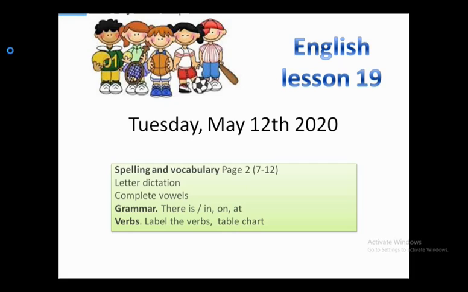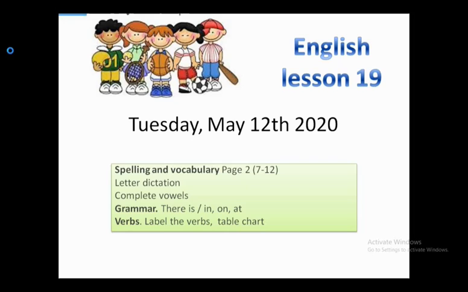The year is 2020 and the topics that we are going to study for today are spelling and vocabulary on page 2. We are going to write 3 times the words from number 7 to number 12, okay? After that, we are going to do a letter dictation. Okay, you have the activity in your house. I'm going to show you which one, and you will have to paste it on your notebook. And well, this letter dictation, you only have to complete the vowels, okay?